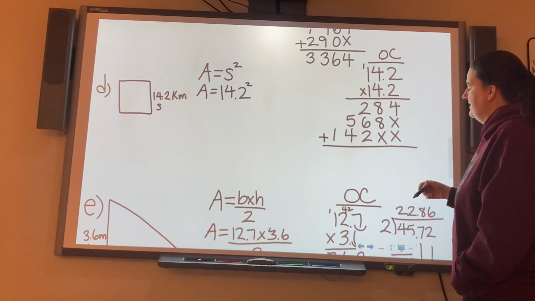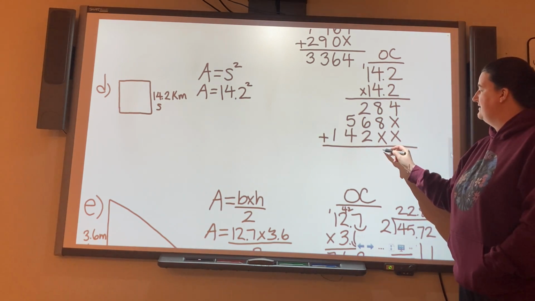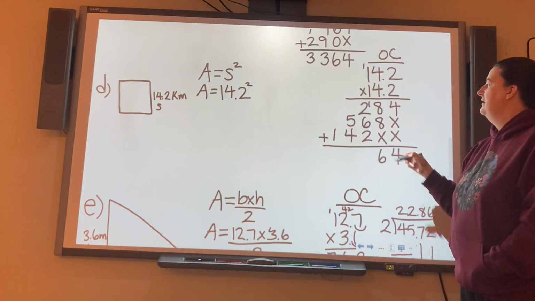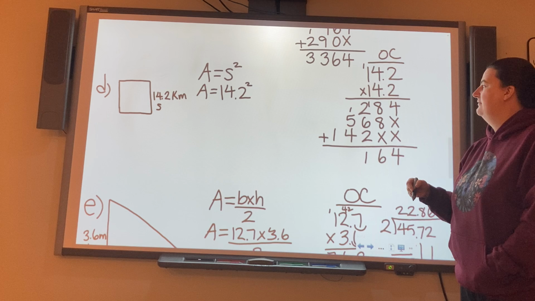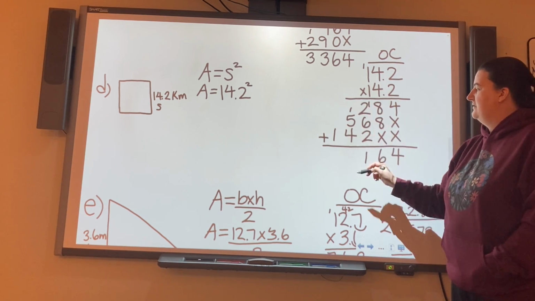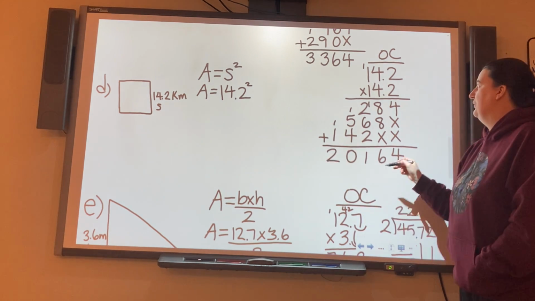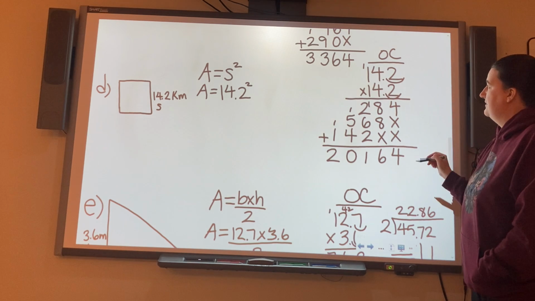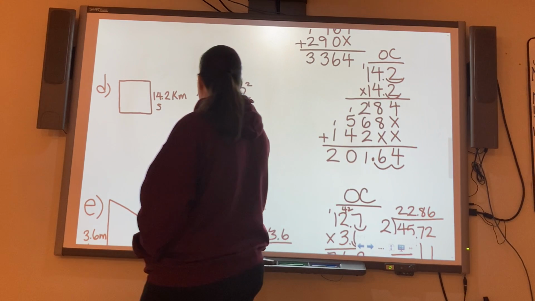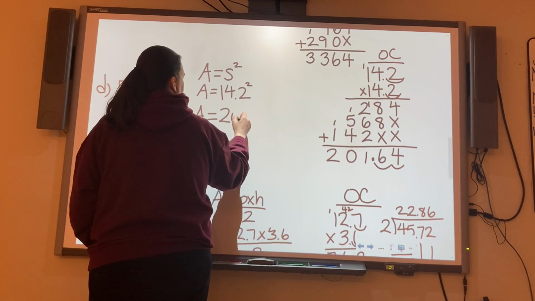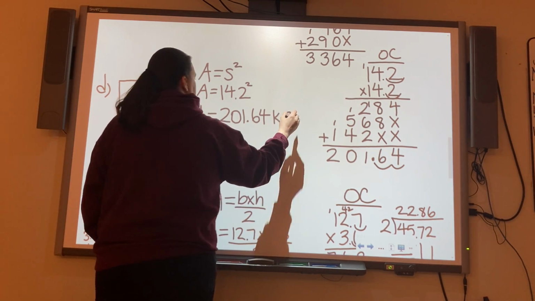So now that I have my 3 answer lines, I can add them up. 4 plus nothing is 4. 8 plus 8 is 16, carry your 1. 2 plus 6 is 8, plus 2 is 10, plus 1 is 11. 5 plus 4 is 9, plus the 1 that you carried is 10, carry your 1. 1 plus 1 is 2. 2 decimal spots. So the area of my square is 201.64 kilometers squared.